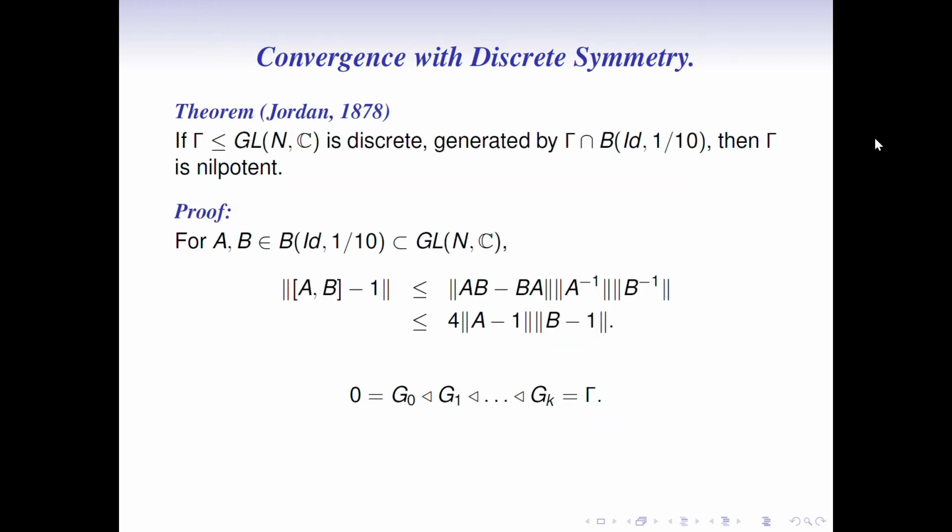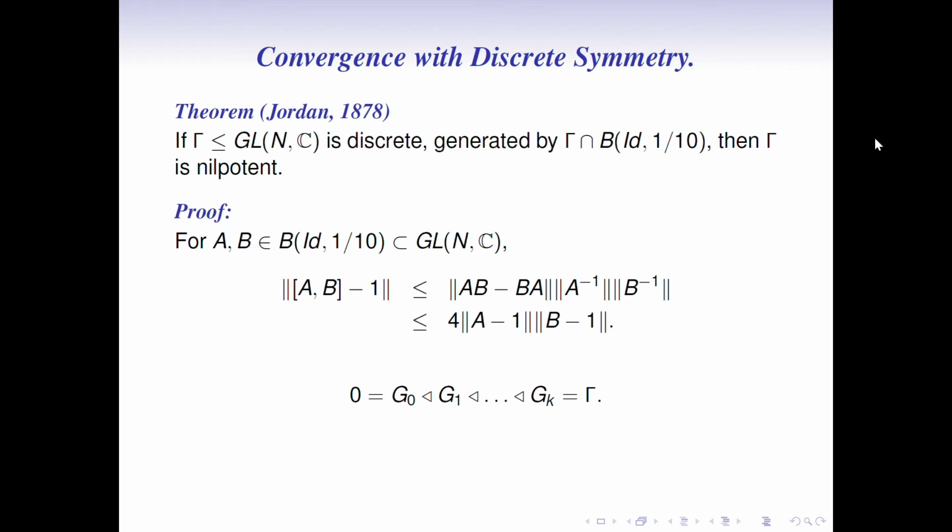For those of you who don't know about Jordan's theorem, here it is. It is quite elementary, but it is so important for our argument that it is worth presenting a sketch of the proof. The theorem states that if we have gamma a discrete linear group generated by its elements which are close to the identity, that is, the elements of gamma within the ball of radius 1 over 10 around the identity with respect to the operator norm, then gamma is nilpotent.